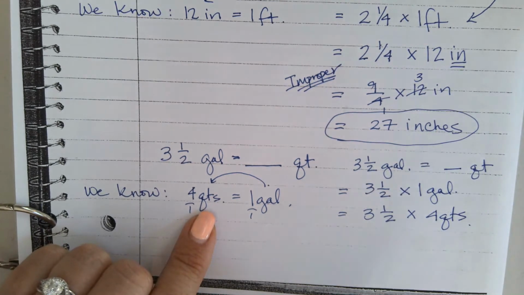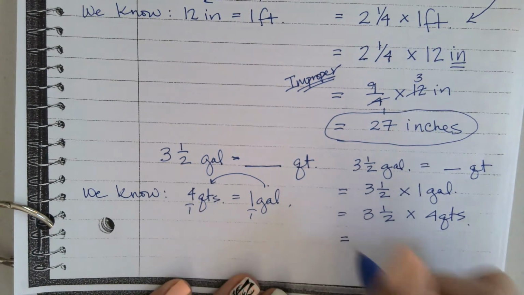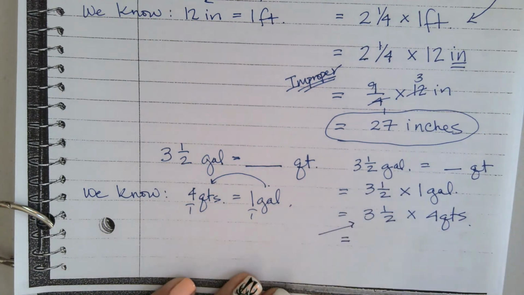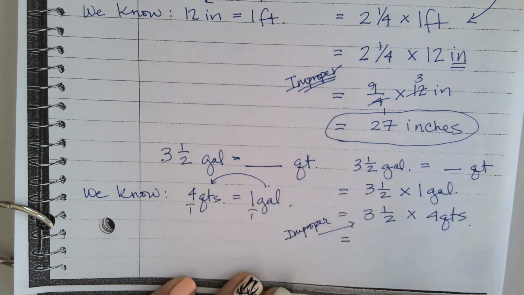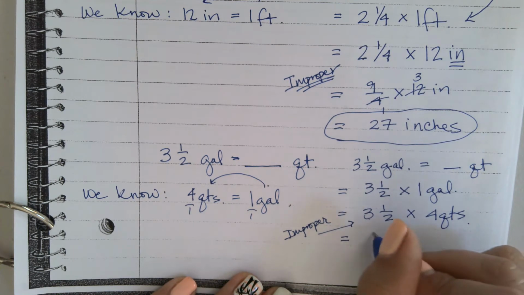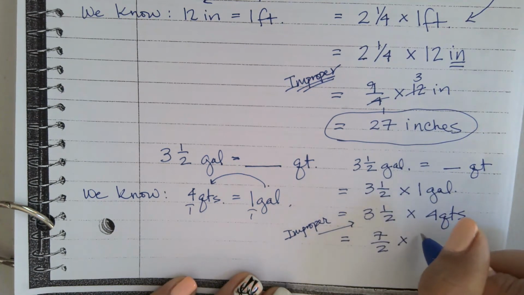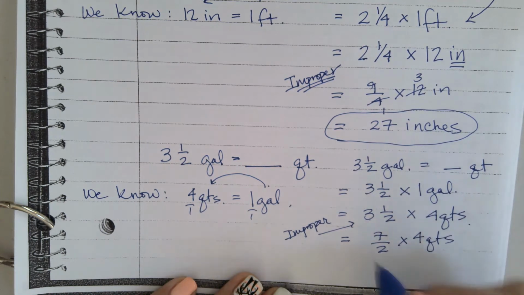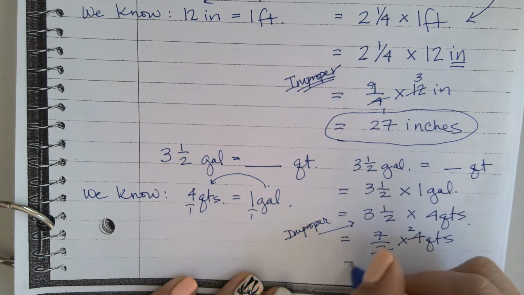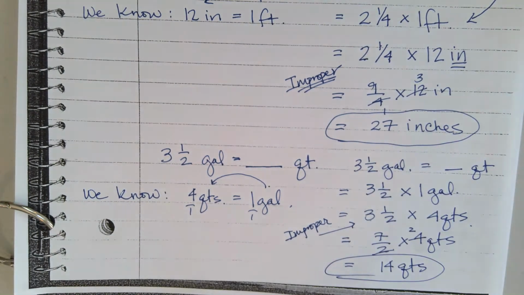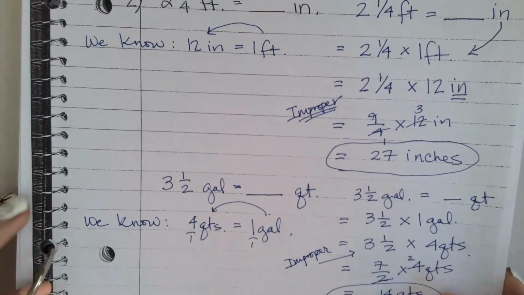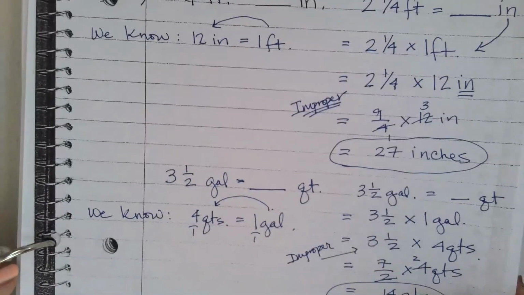But before you can go any farther, we have an issue we need to solve. We need to change that to an improper fraction, right? Okay, so 2 times 3 is 6. 6 plus 1 is 7. 7 halves times 4 quarts. I'm going to cross cancel a little bit, and we're going to end up with 14 quarts. All right, is this coming a little bit easier? How about hours to minutes? We're going to be using all of that.